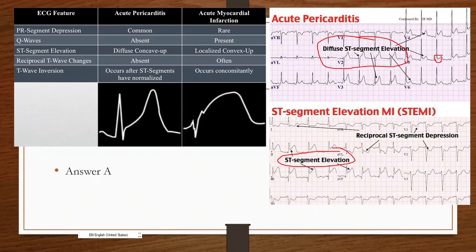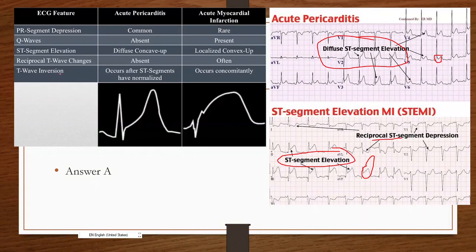ST elevation is concave in acute pericarditis, but it is not so most of the time in STEMI. It is like a straight line, you can see it. It's not a concave sort of a thing. The next thing, like you all have again mentioned, are the reciprocal changes. So in ST elevation MI, you see reciprocal changes relevant to that particular region of ischemia. But in acute pericarditis, it's a diffuse ST elevation.